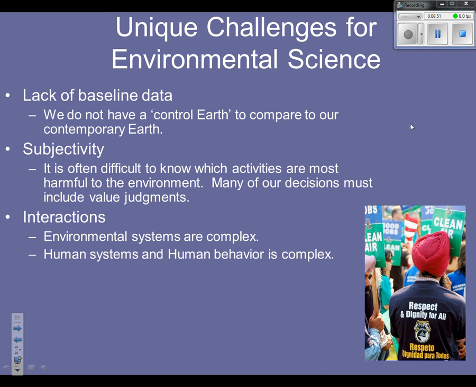Another complication is interactions within the environmental system. Ecosystems are very complex. There are multiple, if not thousands, of interactions within an ecosystem. And one of those interactions is with humans. Our human behavior and how we use our environment is very complex. So it's difficult in this sense to identify what the problems are and then how to fix those problems.